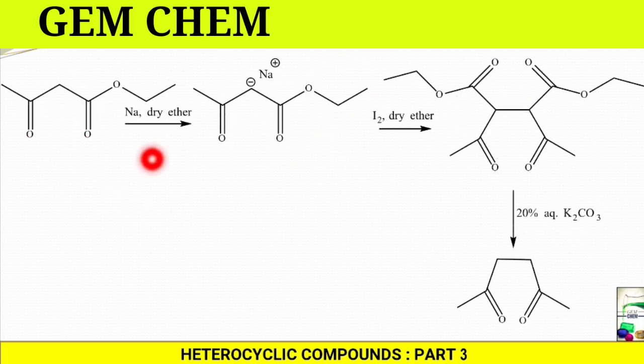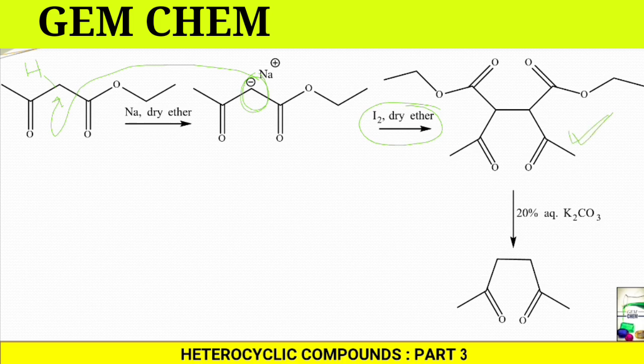So here you can see the synthetic pathway. We have taken this kind of molecule. Once we have taken this one, this center is going to act as carbon for the pyrrole ring. Sodium ethoxide takes away the hydrogen present here. As a result, this part gains a negative charge. Once this gains a negative charge, in presence of iodine, they couple together, because this one will attack another molecule of the same type. As a result, we get this molecule.